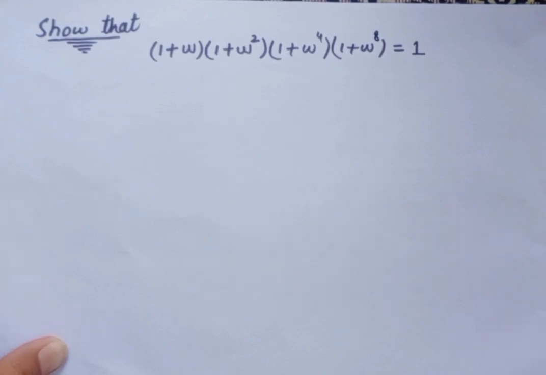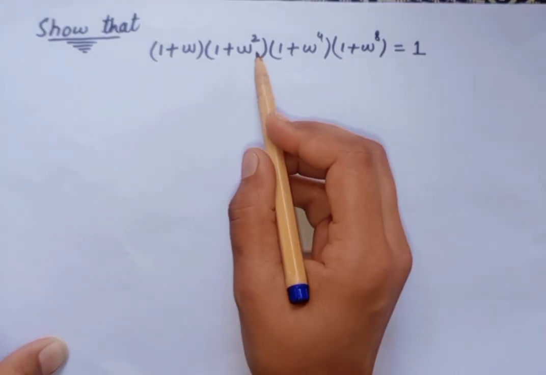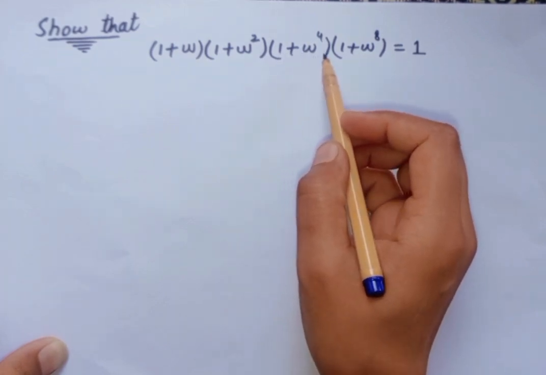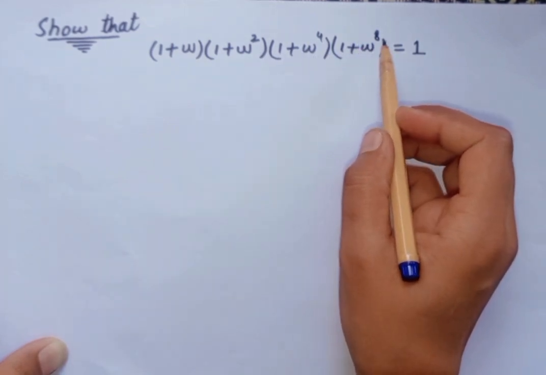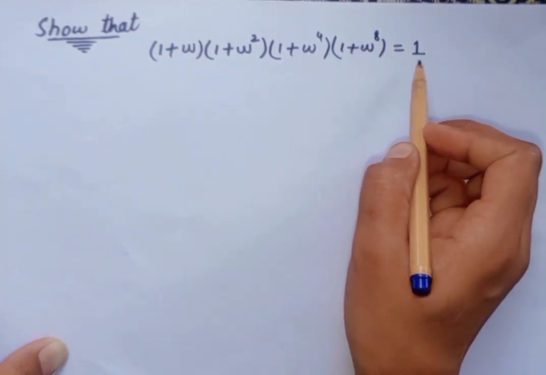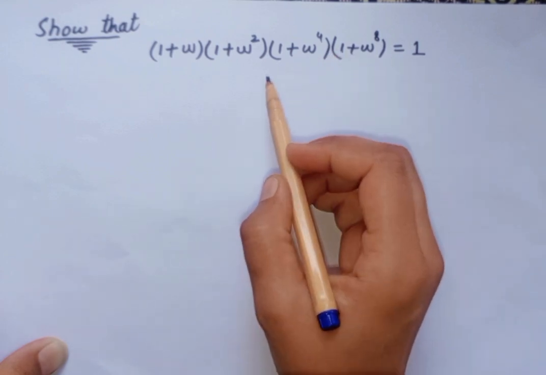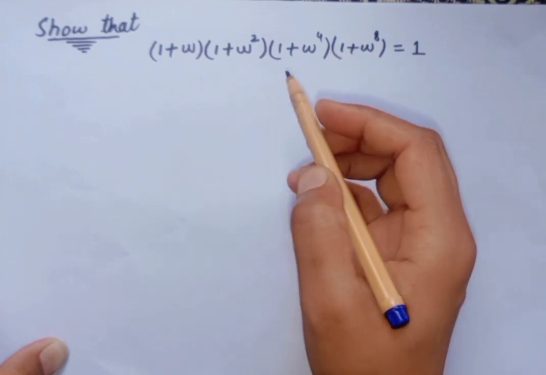Today I solve (1 + ω)(1 + ω²)(1 + ω⁴)(1 + ω⁸) = 1. Omega is the cube root of unity. Now solve.